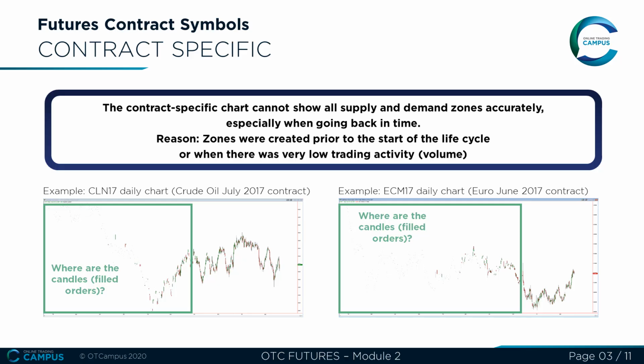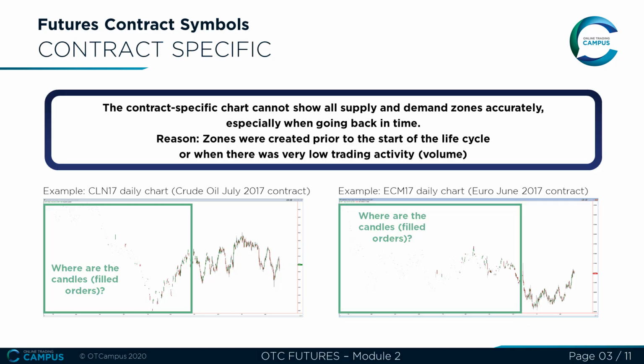Moreover, a contract-specific chart cannot show all supply and demand zones accurately, especially when going back in time. The reason for that is very simple. Zones were created prior to the start of the life cycle of a specific contract month or when there was very low trading activity. As we can clearly see on these two chart examples, to the left CLN17, which is crude oil July 2017 contract, and to the right ECM17, a daily chart, which is the Euro June 2017 contract.